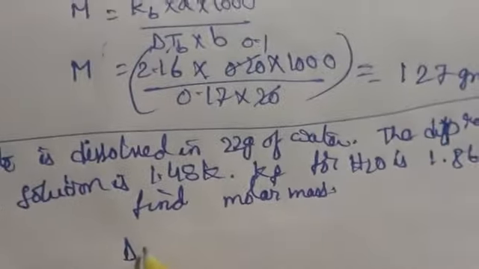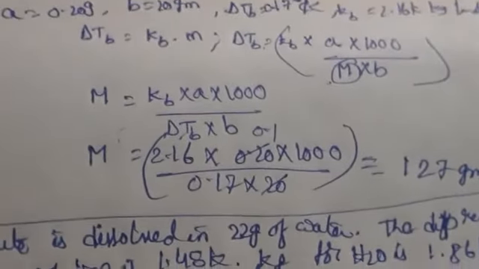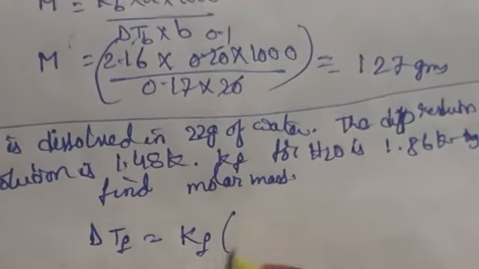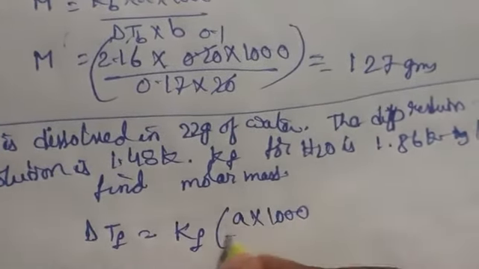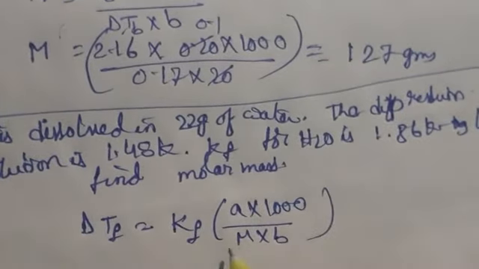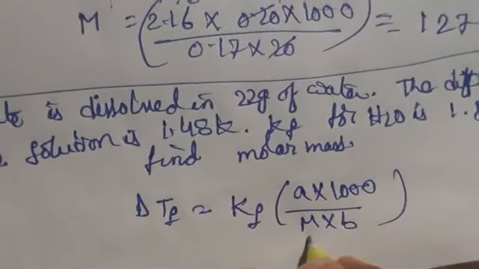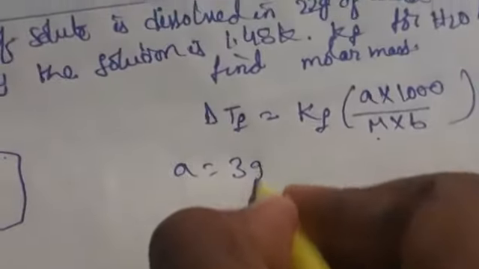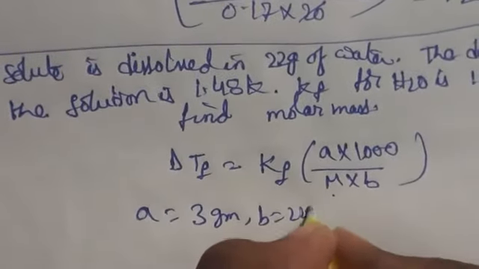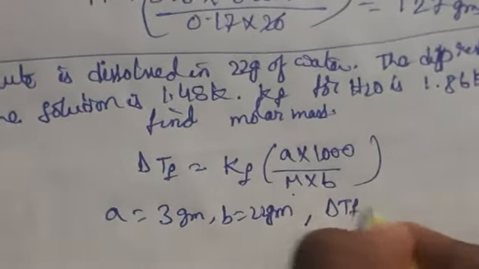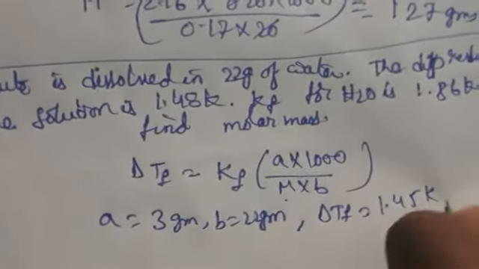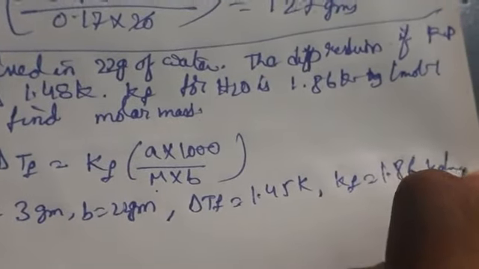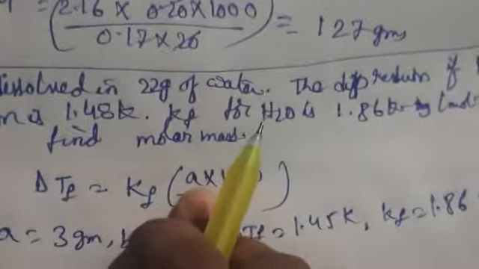That is delta Tf is equal to Kf into A into 1000 by m into B. What we have to calculate is the m value. Already the A value he has given as 3 grams, the B value as 22 grams, the delta Tf value as 1.45 K, and the Kf value as 1.86 kg per mole. So he told us to calculate the molar mass.